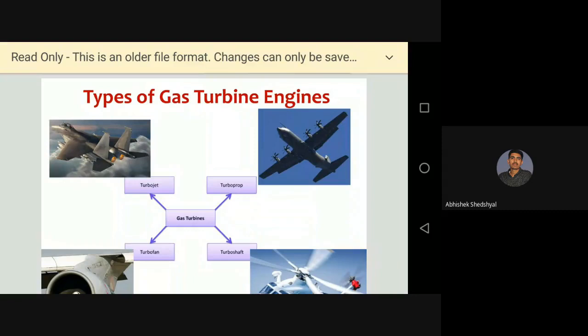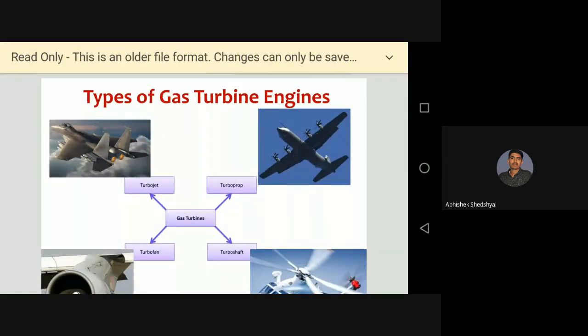So these 4 major types I have shown in different diagrams so that the understanding will be better. So the turbojet engine, if you see, we have the gas turbine with the afterburner. We can take an example later. So that jet engine, you can observe how it is working. That is called a turbojet engine.